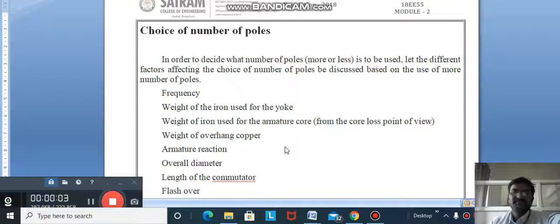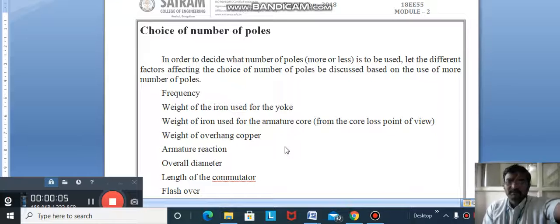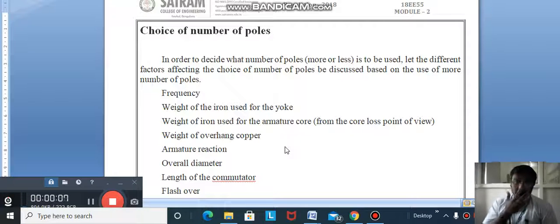Hi to all. In this video, we're going to see about choice of number of poles. In order to decide the number of poles, before going into that, if you go for more number of poles, spark over may occur in that particular machine. When you go for less value of number of poles, what will happen?